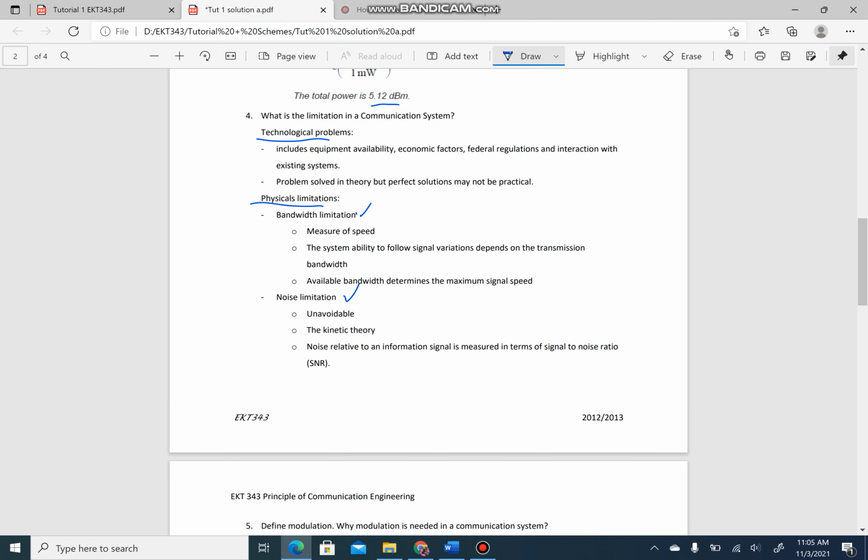What is the limitation in a communication system? You have either the technological problem or the physical limitation. The technological problem will involve all the issues with equipment availability, the economic factor, the regulation, and others. The physical limitation will be based on either a bandwidth limitation or a noise limitation.